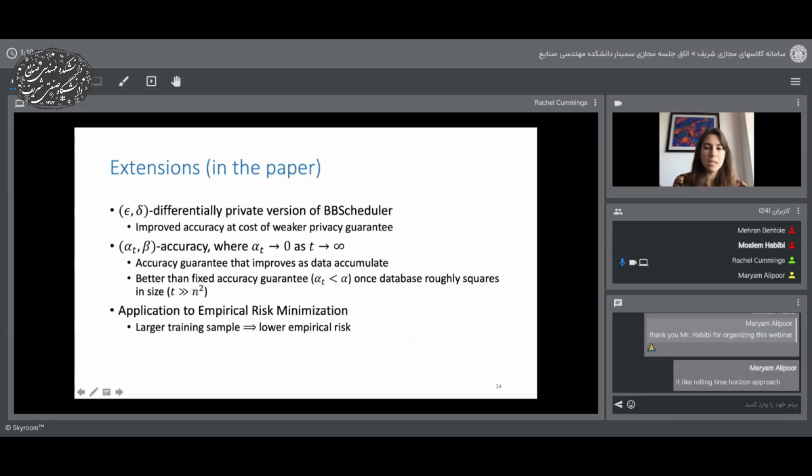And this does give a better accuracy guarantee once the database is sufficiently large, once it roughly squares in size. And we show how to apply this to the problem of empirical risk minimization, where it also makes sense that if you have a larger training sample, you'd expect to have lower empirical risk.